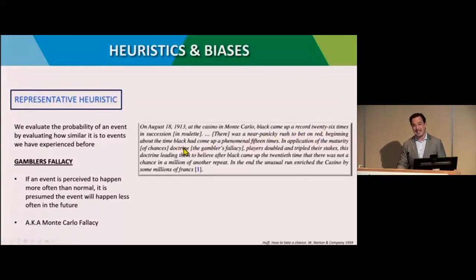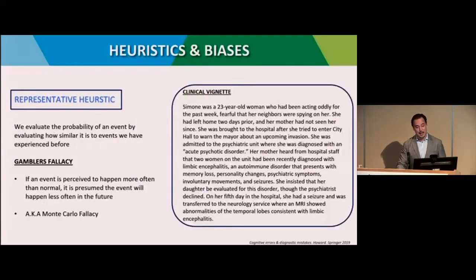People bet down again and again and again. Sunk costs, right? And at the end, the casino ended up making millions of francs because people could not accept the fact that you can't be black. It couldn't be black at the 26th time, right? But each individual event has its own probability. Just because you rolled black before, there's nothing to do with whether or not you're going to roll black again.